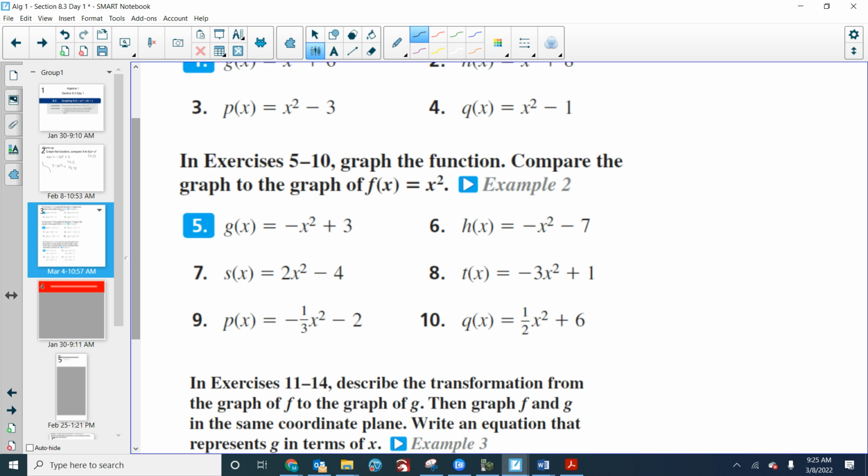This would be 3 up, 4 down, 2 up. This would be what? Open down. This would be narrower, right? And 4 down. This would be what? Wider, opening down, and 2 down. The vertex would be 2 down. Okay? Does that make sense, the movement on that? Okay, good. Mr. Westfall must have done a good job yesterday.